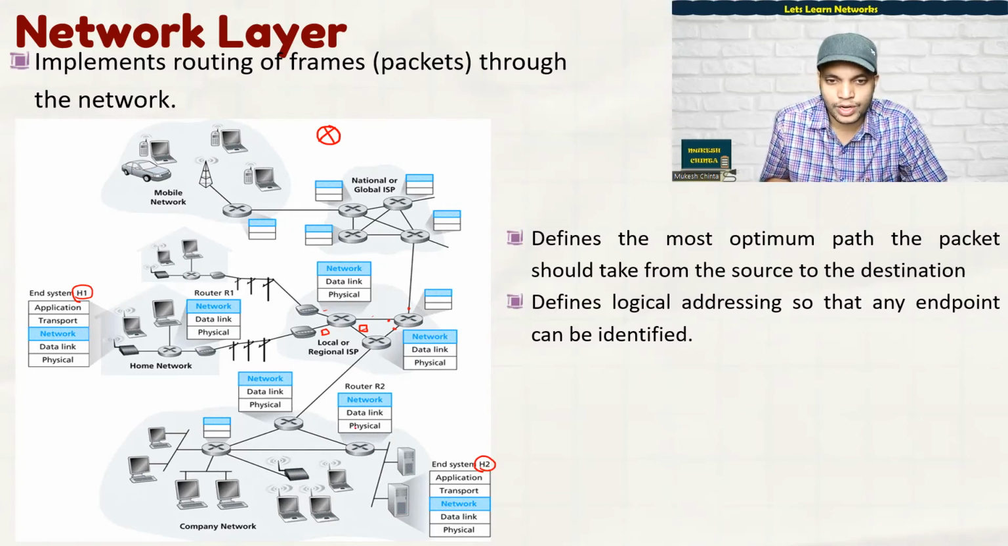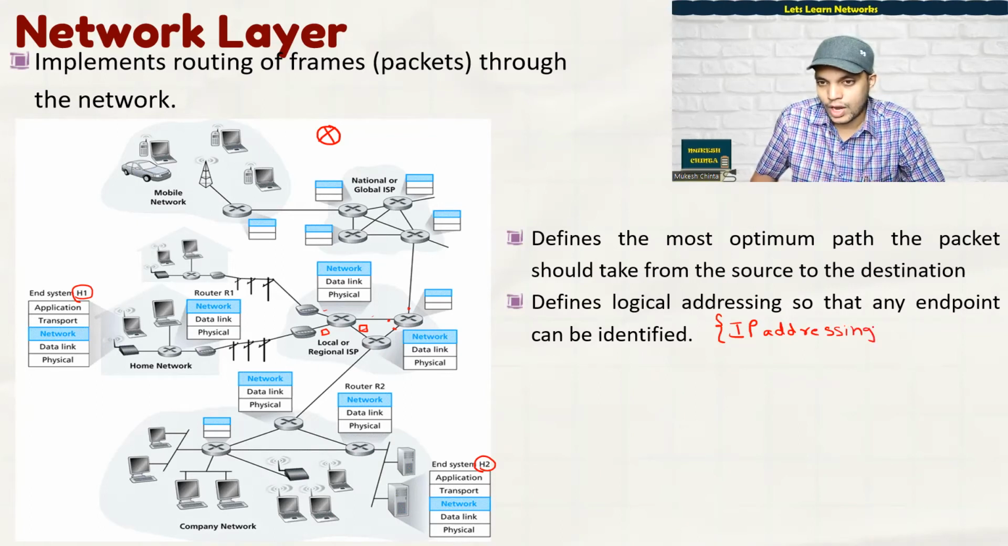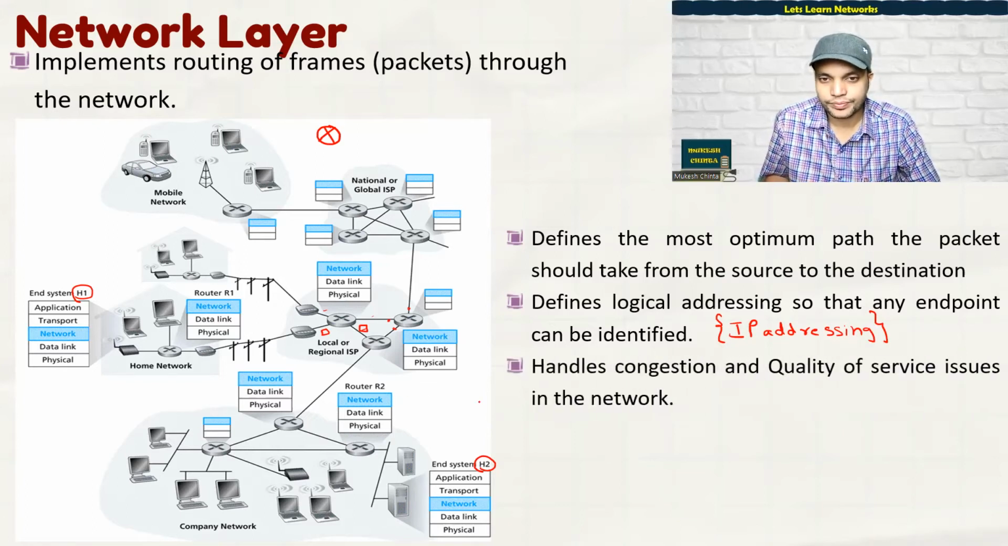Just now I told you H1 and H2. This is actually achieved by using IP addressing. The IP addressing is of two variants now, IPv4 and IPv6. IPv4 is the old one and IP version 6 is the latest one. It also handles congestion control and quality of service issues in the network.